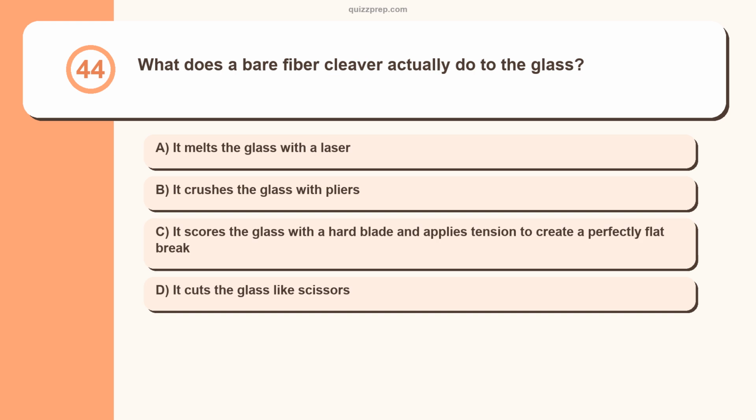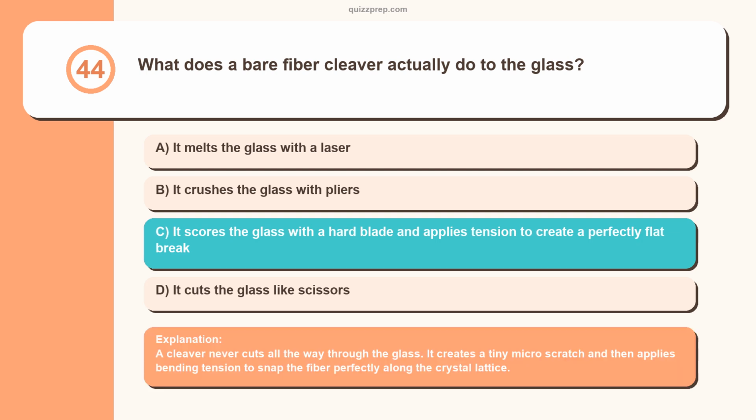Question 44. What does a bare fiber cleaver actually do to the glass? It melts the glass with a laser. It crushes the glass with pliers. It scores the glass with a hard blade and applies tension to create a perfectly flat break. It cuts the glass like scissors.